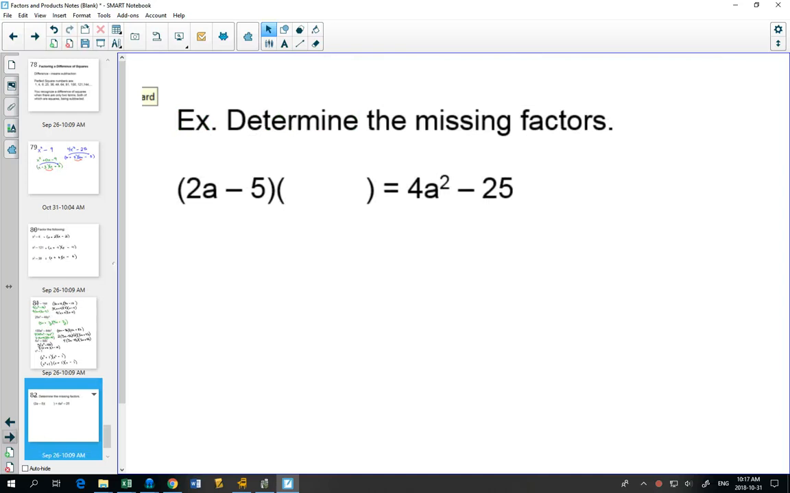And the last one is a fill in the blanks. Determine the missing factors. Can you recognize this, the right side, as a difference of squares? So if it's a difference of squares, then this would have to be 2a plus 5.